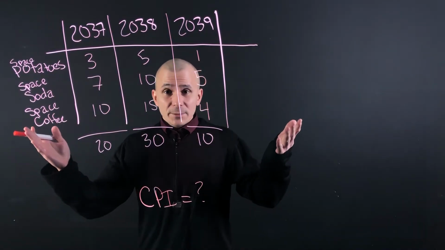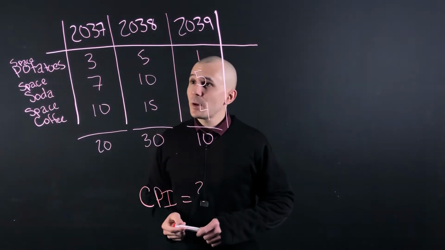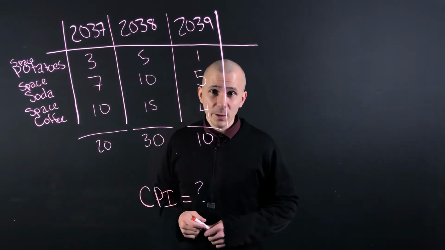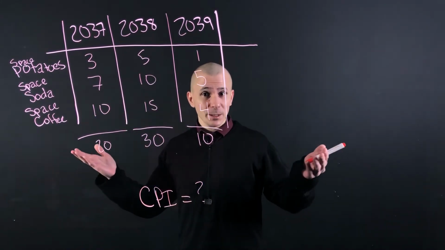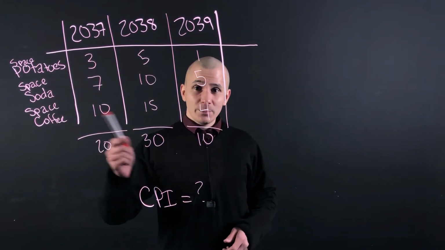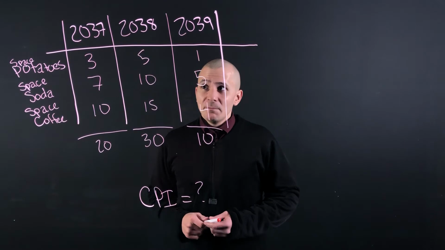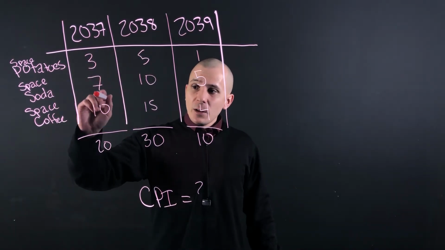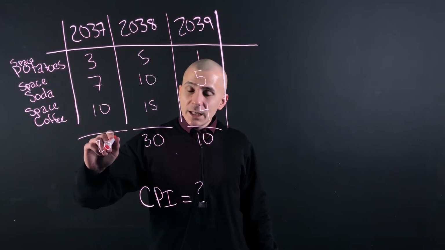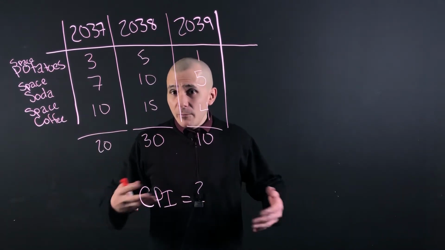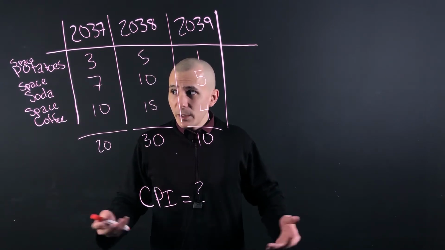So I've got some things written down here for you, and what we're going to do is take a look at a few years in the future. We're going to be looking at the economy of maybe Mars or the moon with some space potatoes, space soda, and space coffee. All right, so what we're going to do is add up the total of the values of each of these to get essentially the base value of everything being counted in the market.